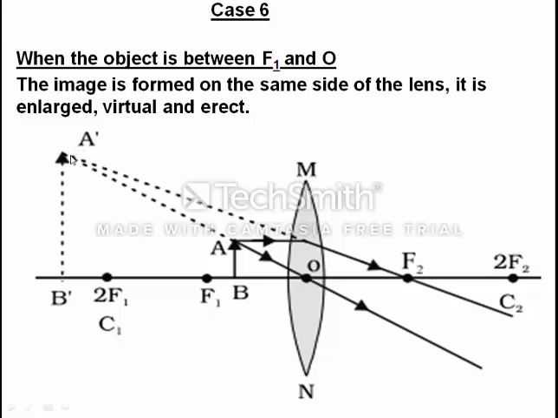Where it seems to meet at a point, the image is virtual. So here they are meeting, so the arrow here is A dash, B dash. So what we are getting is that the image is formed on the same side of the lens. Second, it is enlarged, meaning the image is magnified. And third, the image is virtual and erect. So these are the cases of our convex lens.